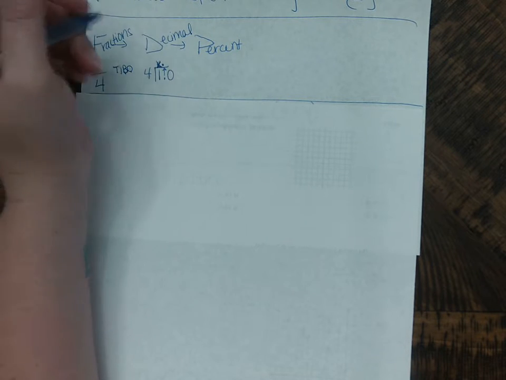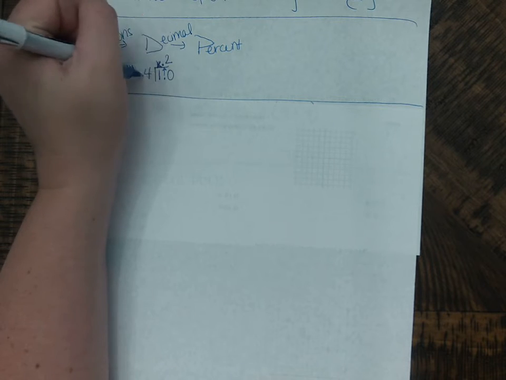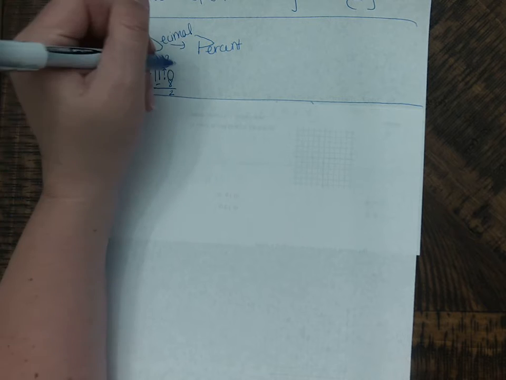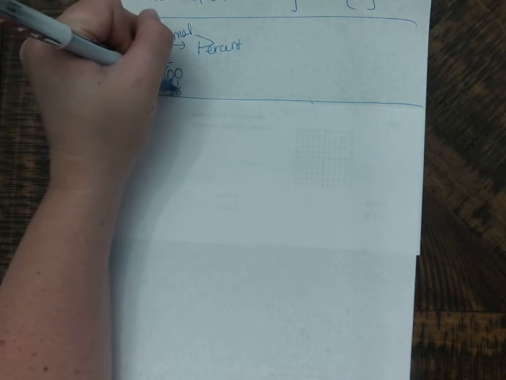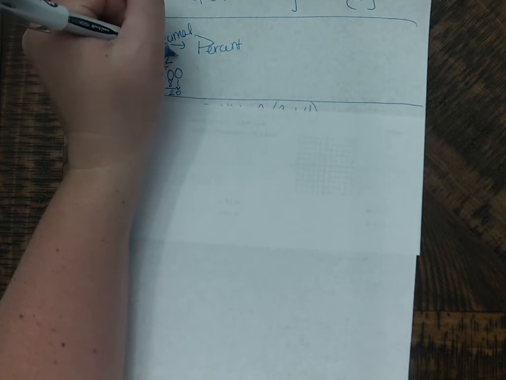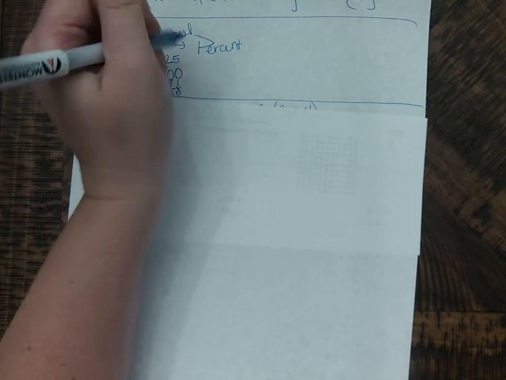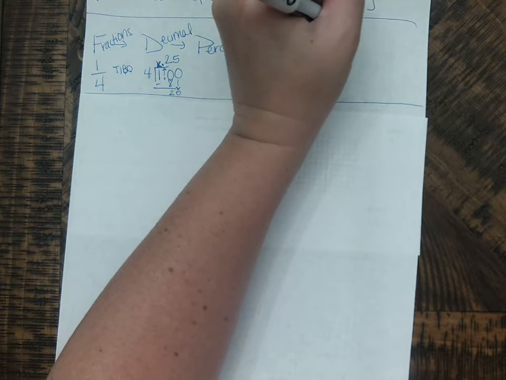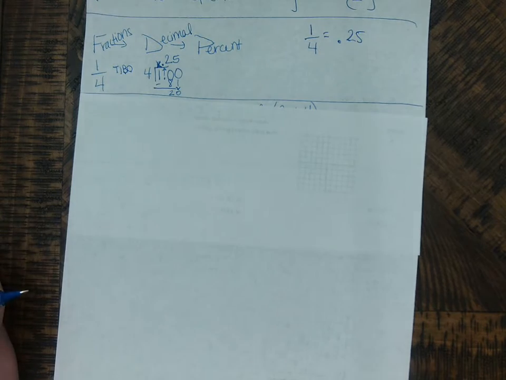4 can go into 10 2 times. 4 times 2 is 8. 10 minus 8 is 2. I have to add another 0, and I bring it down. Sorry. 4 can go into 20 5 times. So 1/4 equals decimal 25.